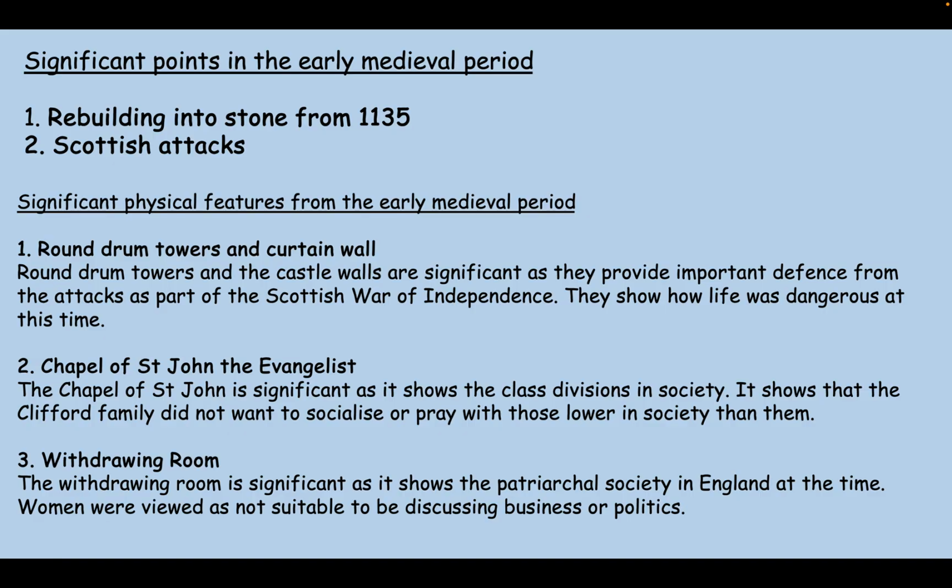The withdrawing room is a significant feature that you could pick out because it shows that patriarchal society, that society is male dominated, that women are not viewed as equal to men, and that they're not suitable to be discussing business or politics in the Great Hall with the men after dinner. So those three could be significant physical features from the early medieval period.